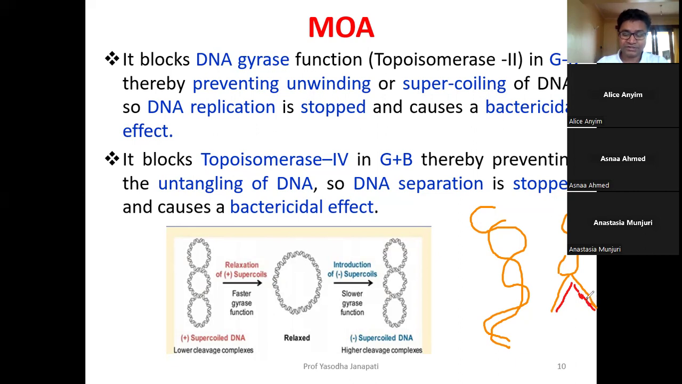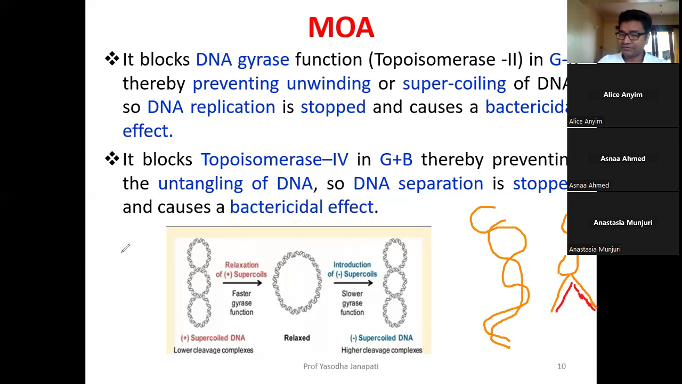Now, this is how DNA gyrase helps during the replication process. One function is cutting, so that it prevents supercoiling, and also it ligates. After cutting, the DNA has to come back again through its ligating property. Now, our drugs block the function of this DNA gyrase.